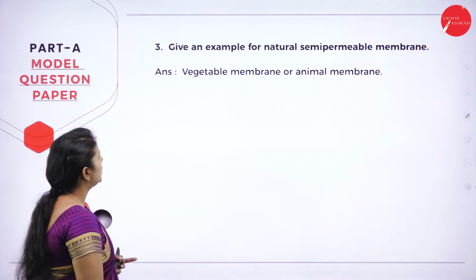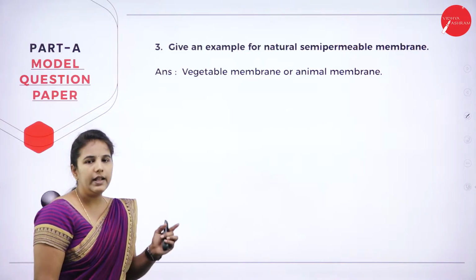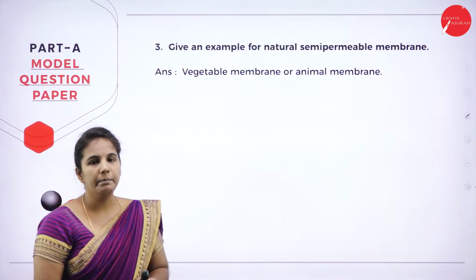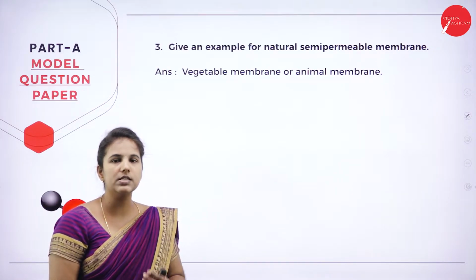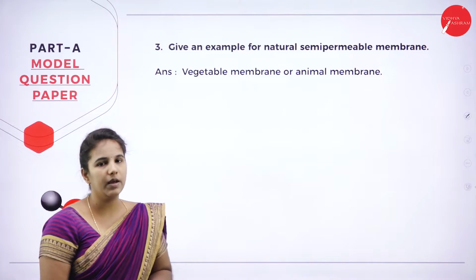Coming to the third question, give an example for a natural semi-permeable membrane. It is very easy to answer this question. The answer is vegetable membrane or animal membrane.